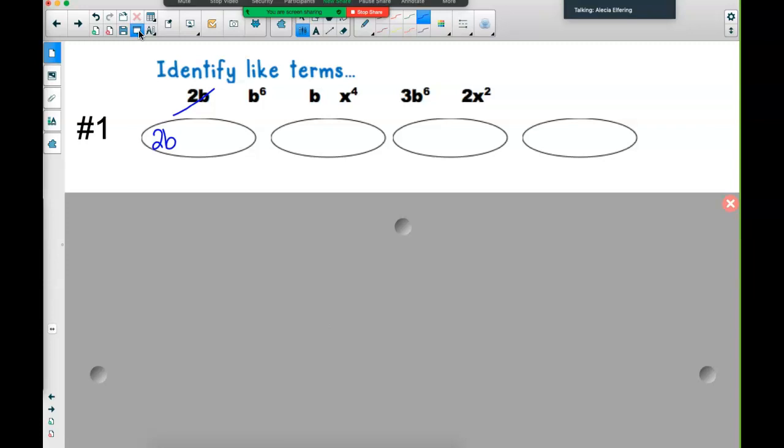Okay? And then I'm going to go to the next term, B to the 6th power. Can that go in this first one? No. Why not? Why can't it go here? Brady. It doesn't have the power. So the B to the 6th power goes in a new oval. So write it in the second oval, B to the 6th power. Okay, now we're at the B. Where should I put the B? T, go ahead. With the 2B. So B is going to go here.